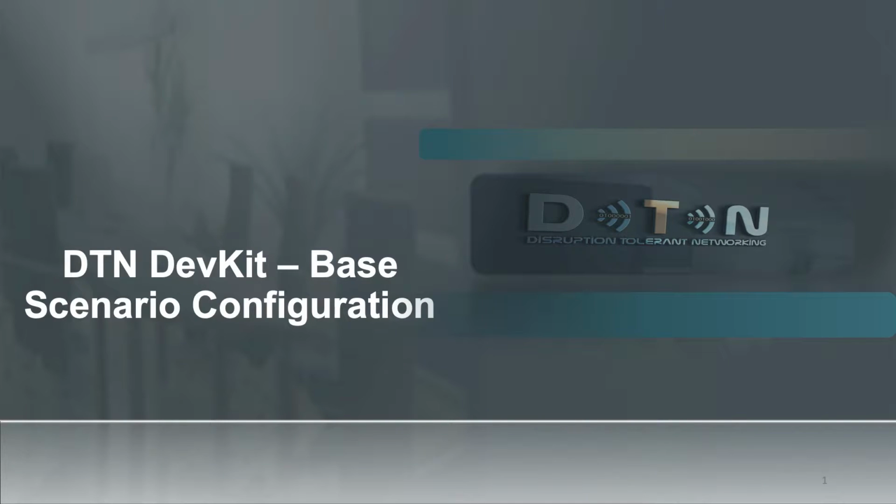Okay, so this module is going to be a little bit different. We're just going to step through the ion configuration files for the base scenario. So again, this is the scenario that has the satellite that just moves in and out of connectivity with the rest of the ground infrastructure.